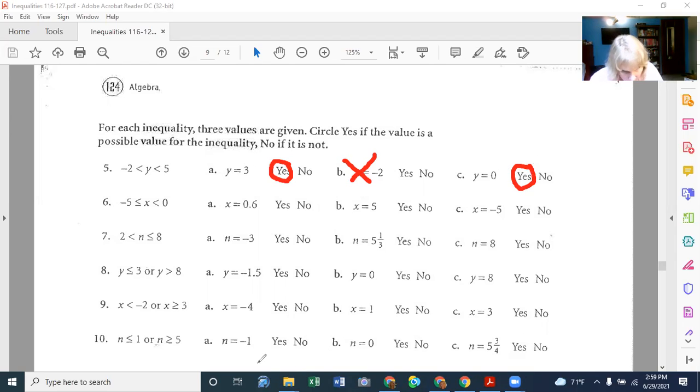Let's look at number 10 here, way at the bottom. N must be less than or equal to 1, or N has to be greater than or equal to 5. So if N has to be less than or equal to 1, -1 fits that, right? Is 0 less than 1? Yes, it is. And what about 5 3/4? Is that greater than or equal to 5? Yes, it is. So all three of those would be a yes. Okay, let's look at number 12.